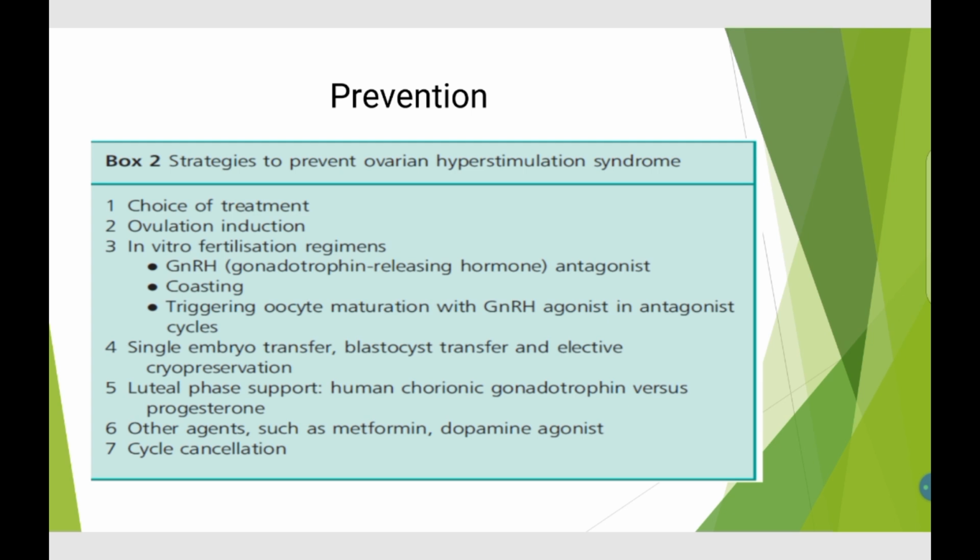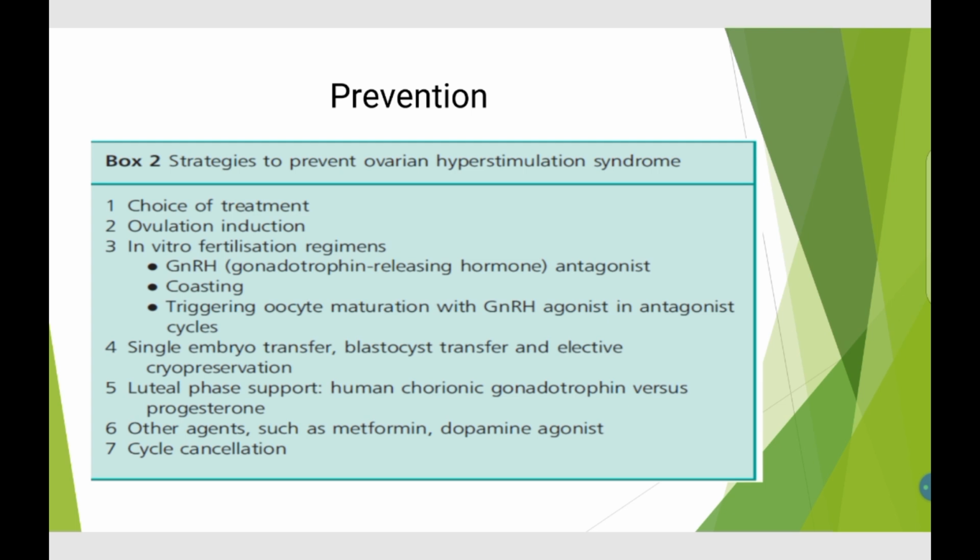Third, in vitro fertilization regime, go for a GnRH antagonist protocol rather than the agonist protocol. In coasting, we have already discussed triggering oocyte maturation with GnRH agonist in antagonist cycle, and other strategies will include single embryo transfer, blastocyst transfer, and elective cryopreservation. Luteal phase support, here we can use progesterone compared to HCG, and other agents such as metformin, dopamine agonist, and last is cycle cancellation. These are the prevention strategies for OHSS.